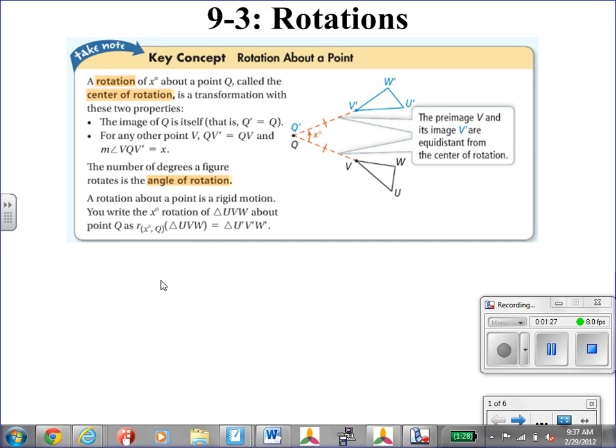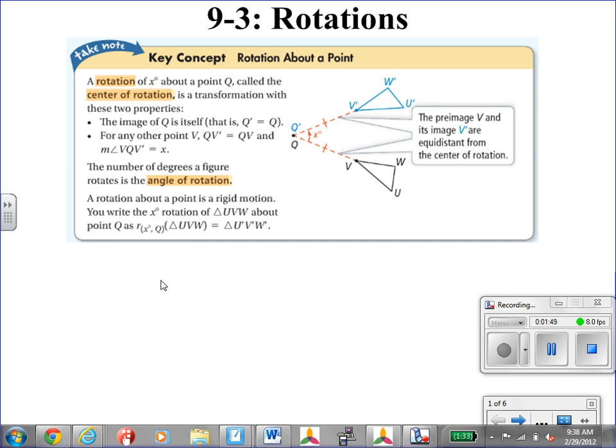And usually they'll give you the angle of rotation and ask you to draw the new image. A rotation about a point is a rigid motion. What does rigid motion mean again? Distance and angles stay the same. Yeah, the shape doesn't change at all. The distance, the sides, and the angles all stay the same. That's what rigid motion is. That's going to be important to remember for your quiz.